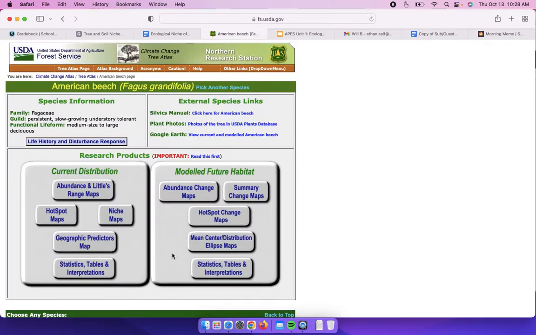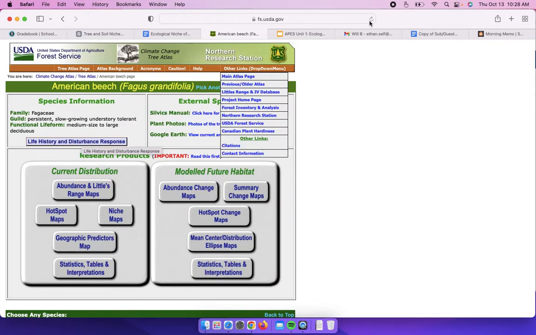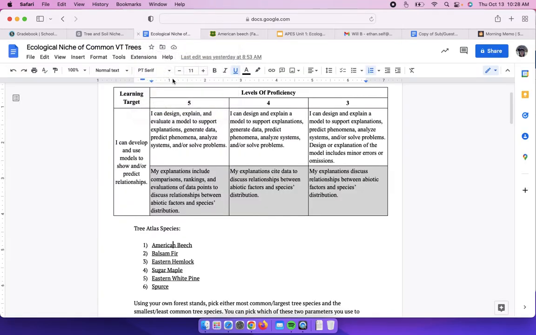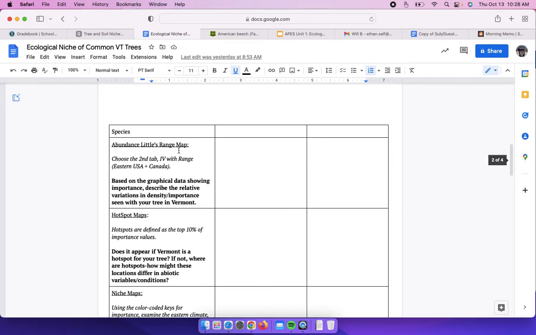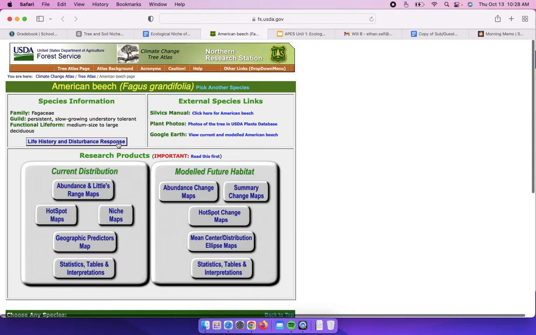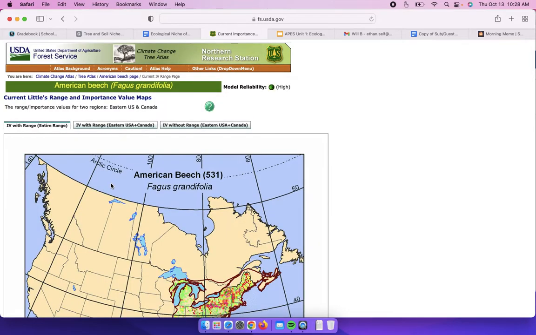And the model is sort of broken down into two aspects. We have the current distribution of the American beech and the modeled future habitat of the American beech, as well as the life history. So let's take a look at our first map, which is going to be the Abundance Little Ranges map. So to do that, we are going to go to Abundance. I'm going to click on it. Let's hope it clicks. This website was designed a while ago.